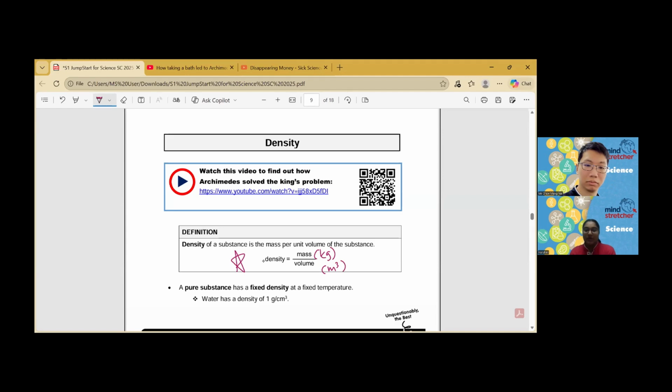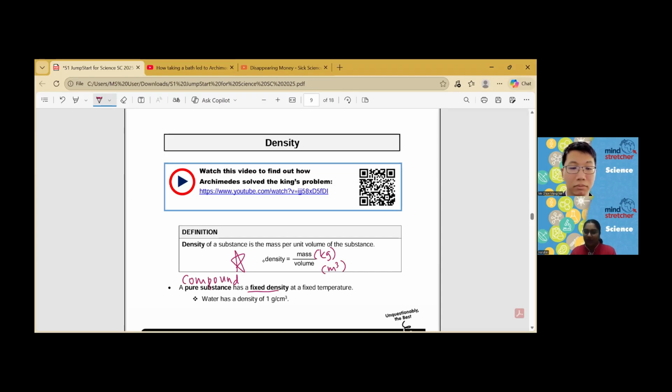But you do have to take note of the units based on what is given in the question as well. So what you have learned so far, a compound will be a pure substance, and you should know that it has a fixed density. And usually we use water as a way to compare whether something is less dense or denser. Water has a density of 1 gram per cm cube.